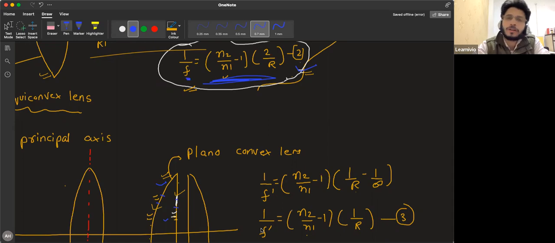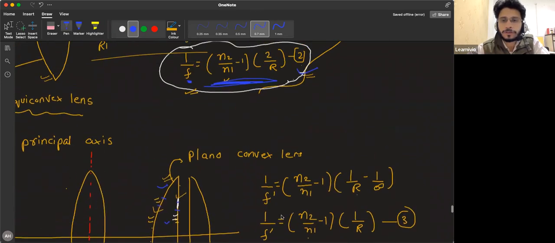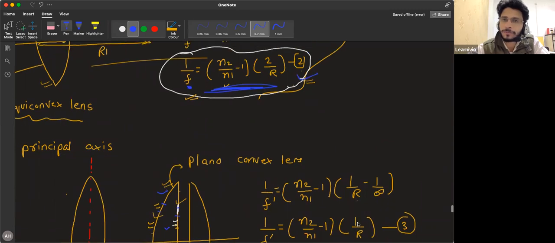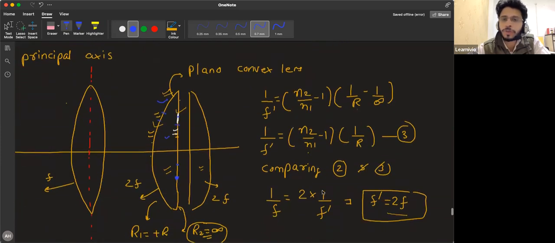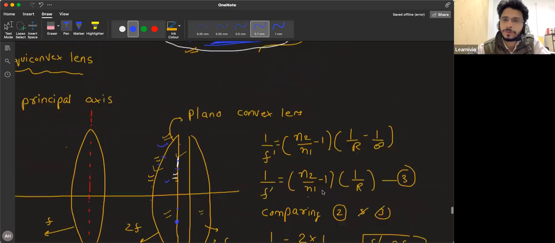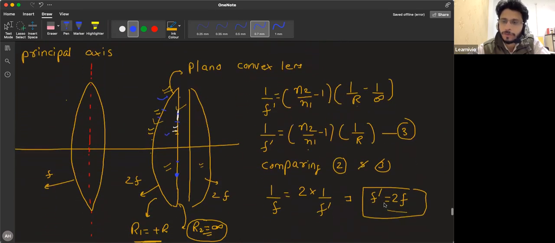See, here it is 2, here it is 1. It is greater, but f is in the denominator. 1 by f is greater than 1 by f prime. So if you want to just compare, you can say that this 1 by f is double of this thing. Equation 2 is double of equation 3. If you multiply equation 3 with 2, you get equation number 2. So you can say 1 by f is twice of 1 by f prime. So you can say that f prime is equal to 2f.